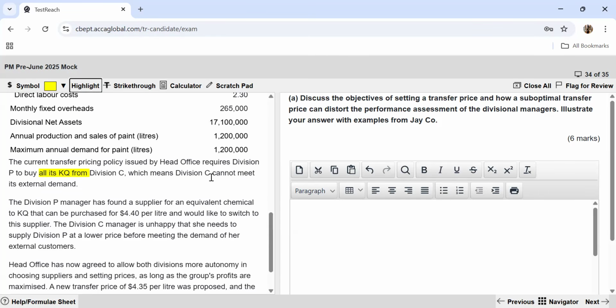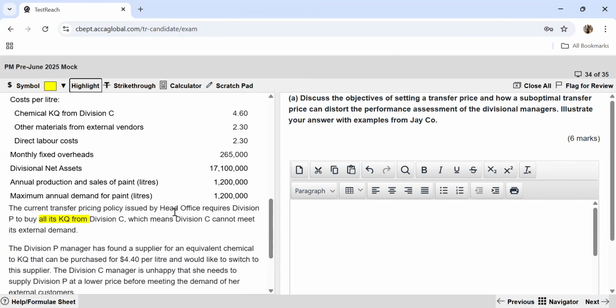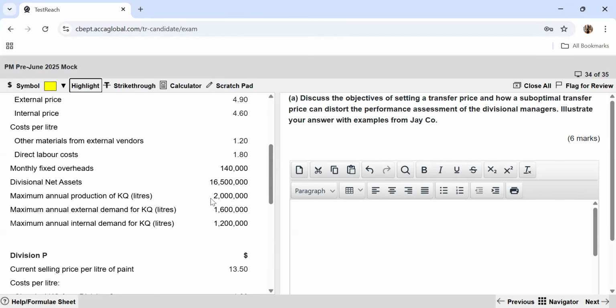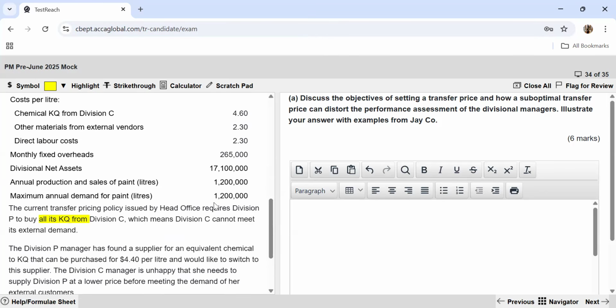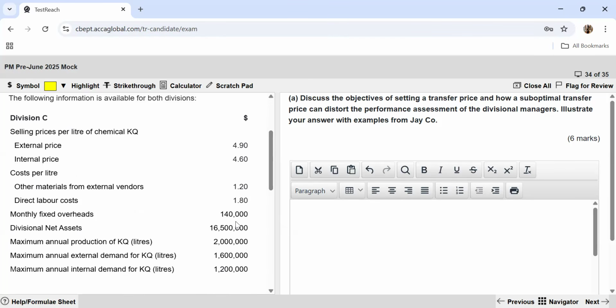Then let's have a quick look at what is the external demand for Division C. Division C has a maximum annual capacity of 2 million liters, and their annual demand outside is 1.6 million. So if we have to supply internally, how many units do we have to supply internally? 1.2 million. So out of 2, if I give 1.2 inside of the company, that means I only get to sell 0.8 million liters outside of the company.